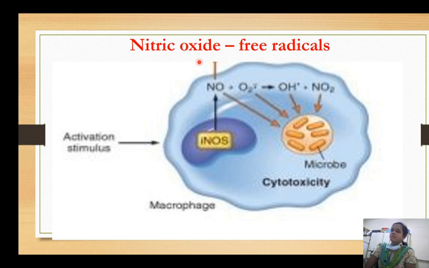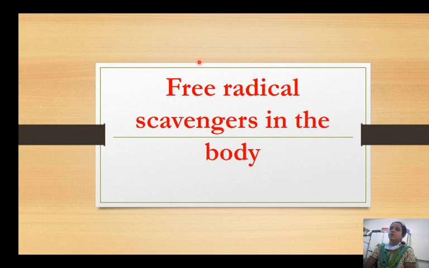So a balance should be maintained between the amount of free radicals that are formed and the destruction capacity of the free radicals. If more free radicals are formed and the degradation is less, that will lead to the death of that particular cell. So a balance should be maintained between the generation and degradation of free radicals. We'll see in the next class how the body scavenges free radicals. The free radical scavengers in our body we will deal with in the next class.